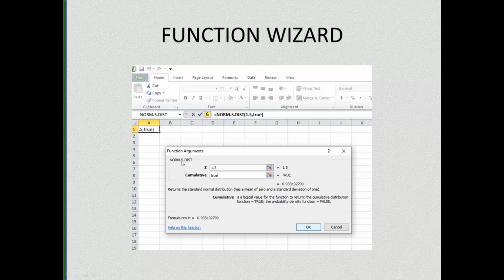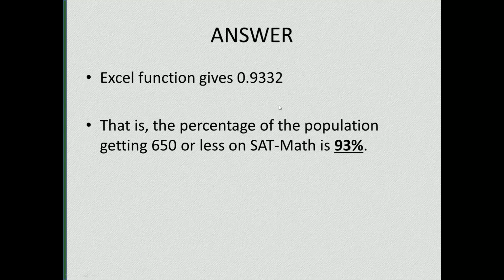I selected norm.s.dist. I wanted 1.5 standard deviations above the middle, and true, and it spits out my answer, an answer of 0.9332. In other words, 93.32% of the population has an SAT math score of 650 or less.